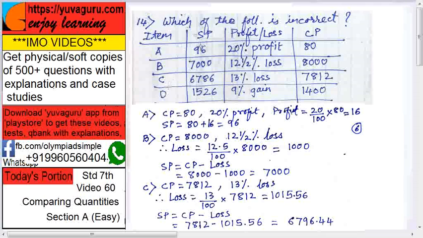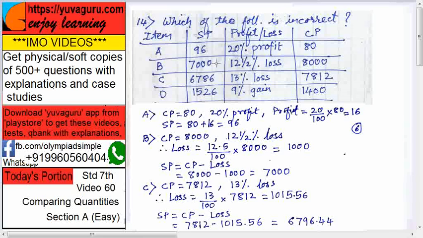See here, basic logic: what does selling price mean? Cost price plus profit equals selling price, or cost price minus loss equals selling price. Those are the only two ways it's available. This equation can be used.